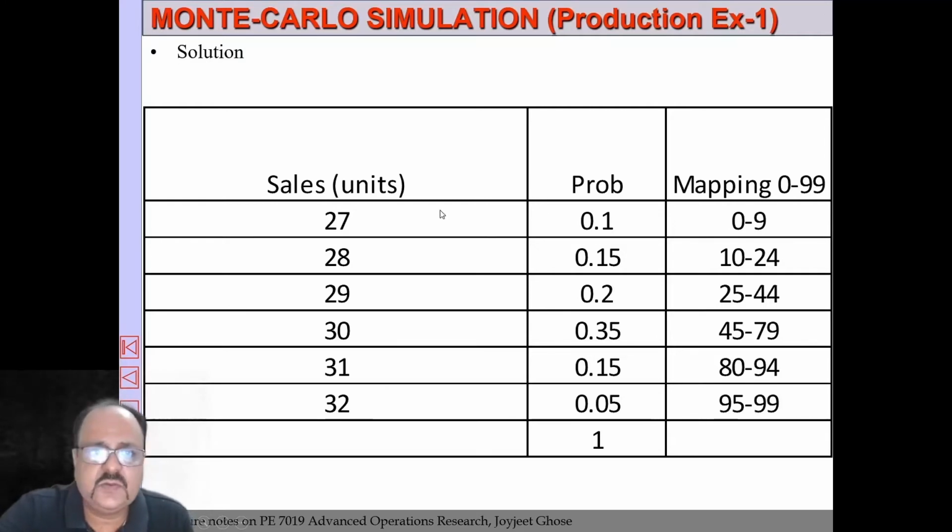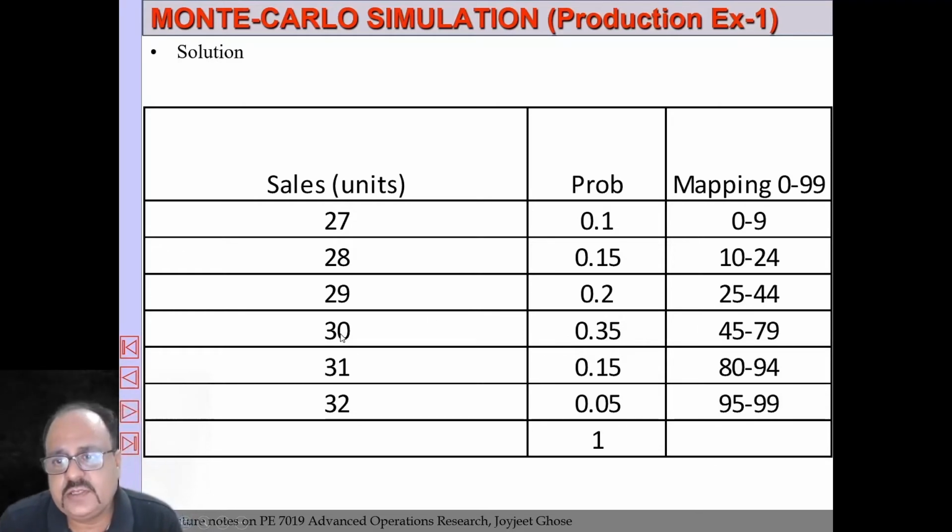And for each range, we will map it to the particular cells. So we are mapping based on the probability. So this concept should be clear to you, so that you understand Monte Carlo simulations. Now we'll generate random numbers. If the random numbers fall in any of the ranges, then we will map them according to this table to the particular cells.